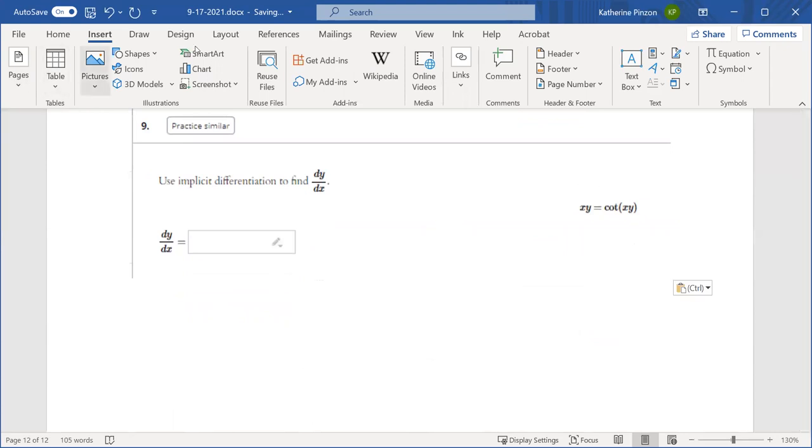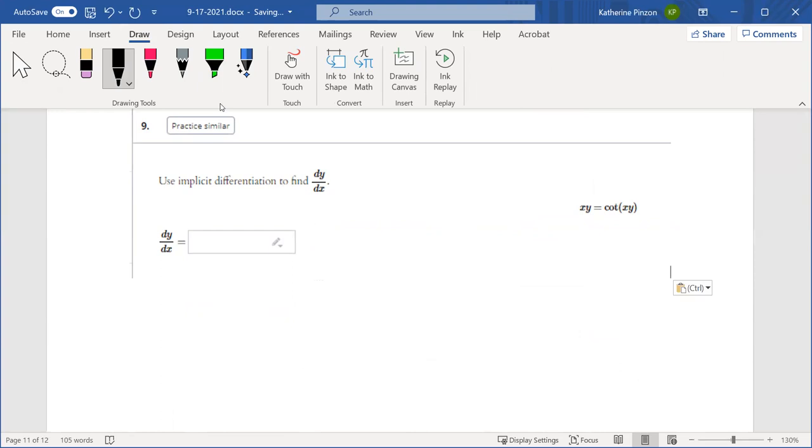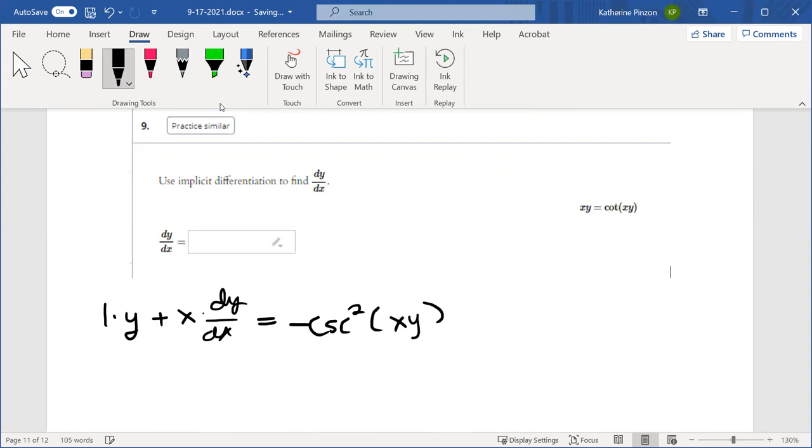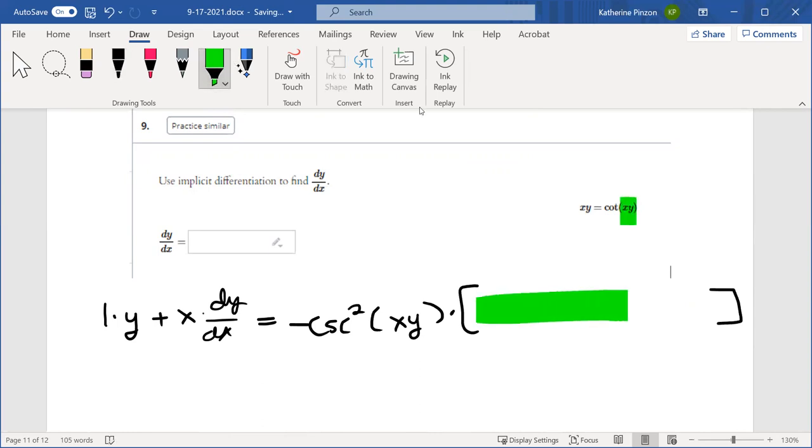xy equals cotangent of xy. I need the product rule on both sides of this. Okay, so the derivative of the left side is 1 times y plus x dy dx equals, what's the derivative of cotangent? Negative cosecant squared. The inside function doesn't change, right? Times, I need some big parentheses here, because to take the derivative of this inside piece, I need the product rule. But look, the inside piece is the same thing as the left side. I already did the derivative of that.